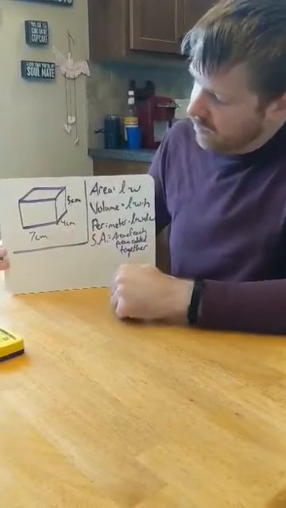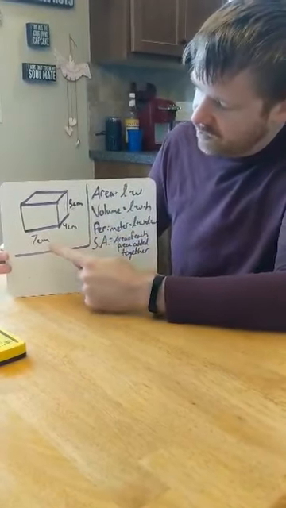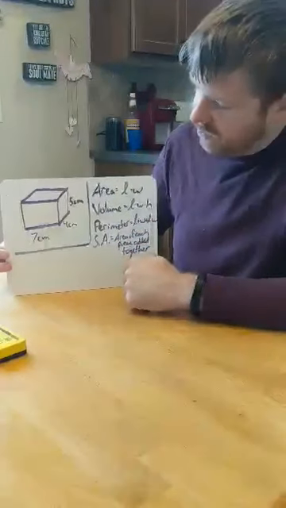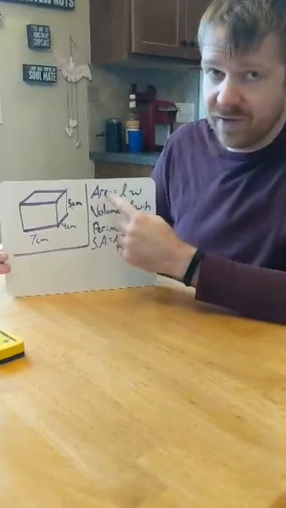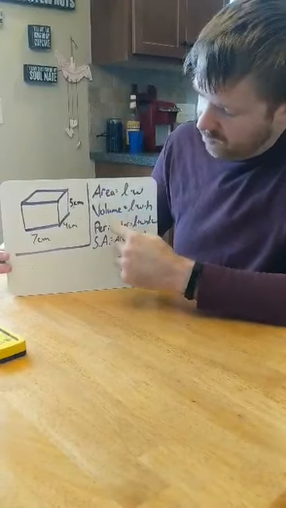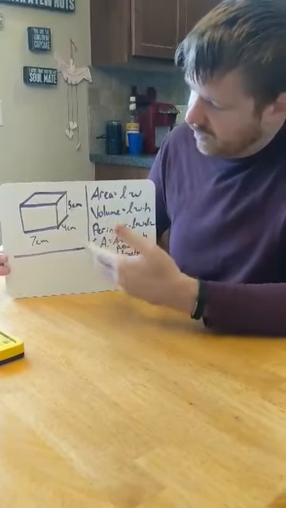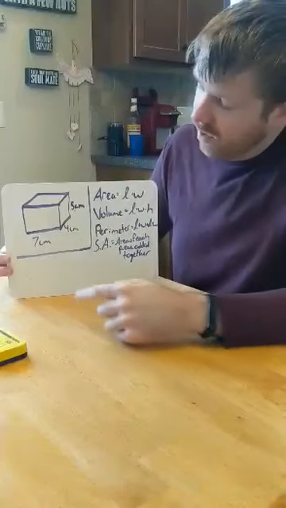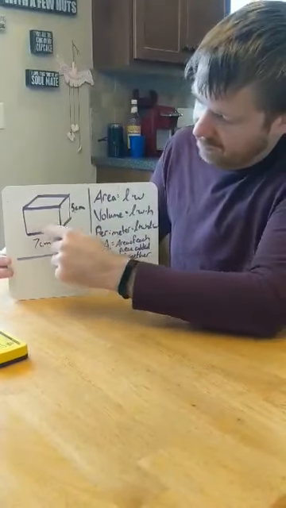So, we have a rectangular prism right here. And when you eventually take the NWEA or the M-STEP test next, they'll ask you several things about the shape. They'll ask you to find the area of it, the volume, the perimeter, and the surface area. Now, three-dimensional, some of you are like, well, how can I find the area and perimeter if it's three-dimensional? Well, you're just looking at that bottom base part of it.